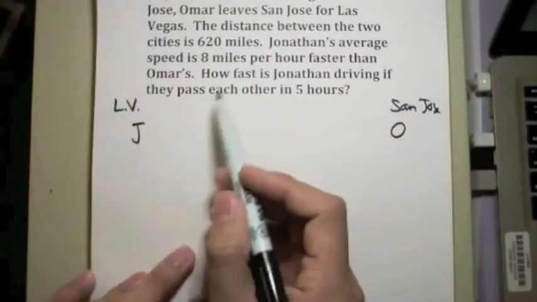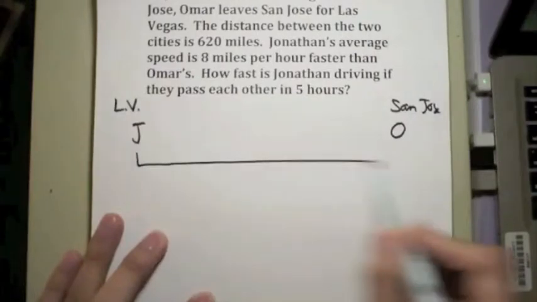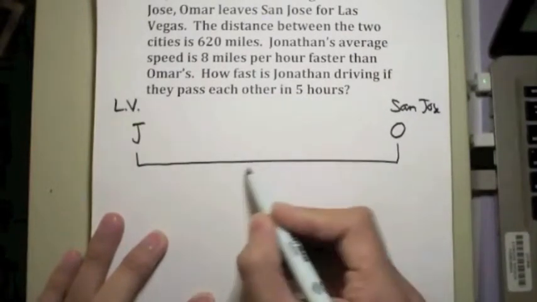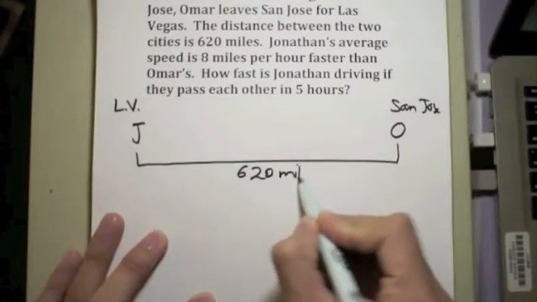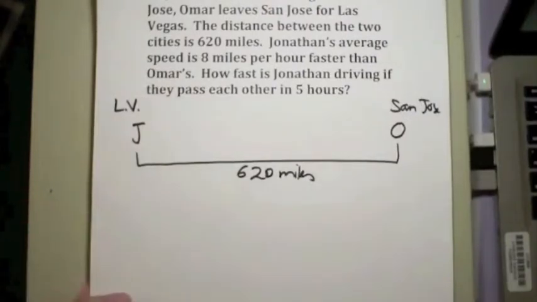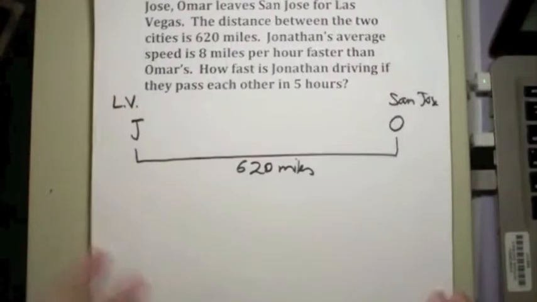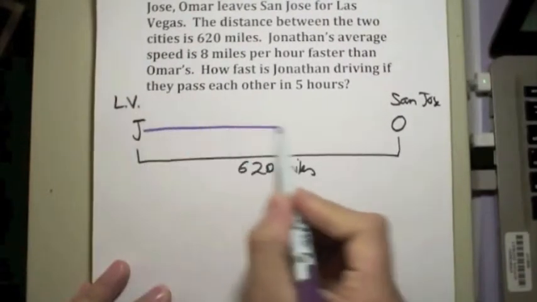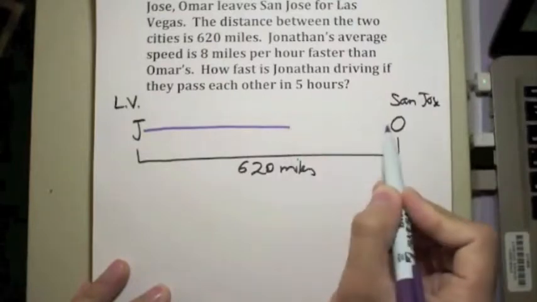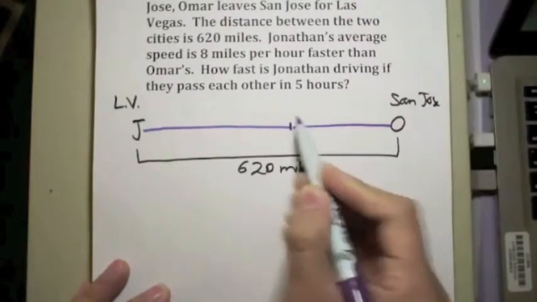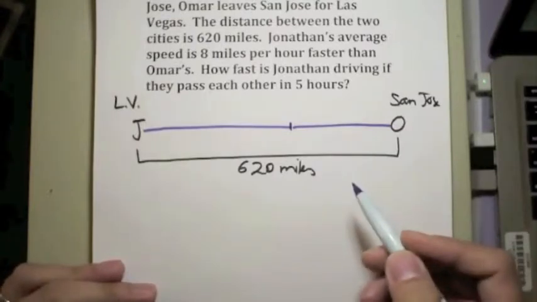So if you continue reading, you see that the distance between the two cities is 620 miles apart. Okay, so I'm trying to give you at least a glimpse of what this scenario looks like. You also know that Jonathan's average speed is 8 miles per hour faster than Omar. So since he's going faster, is it true that he's covering more distance? On this diagram, you can show that Jonathan is covering more distance than Omar.